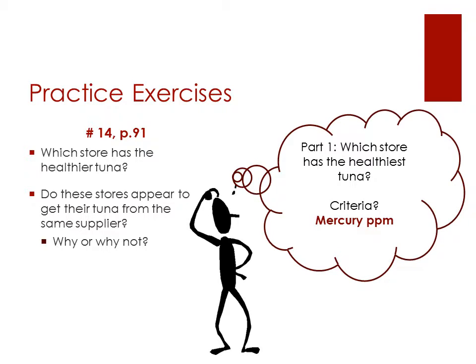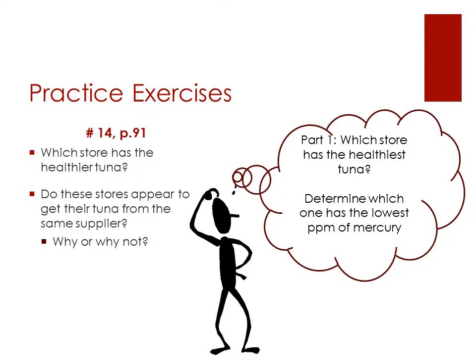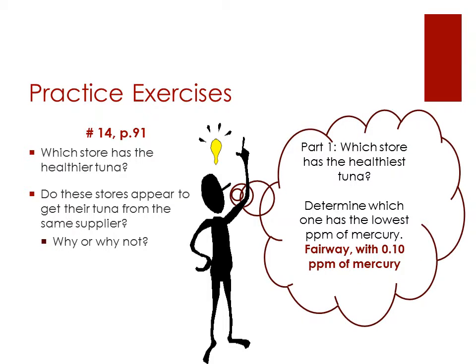All right, what you're looking at here is the mercury ppm. So this is the particular criteria this problem has set for this question. Now, after that, you simply need to go and look at the data and determine which one has the lowest ppm of mercury. So take a moment and identify that. And that's in fact going to be Fairway. They have 0.10 ppm of mercury. That is the lowest of all of them. So that's how we use that to answer this particular question.